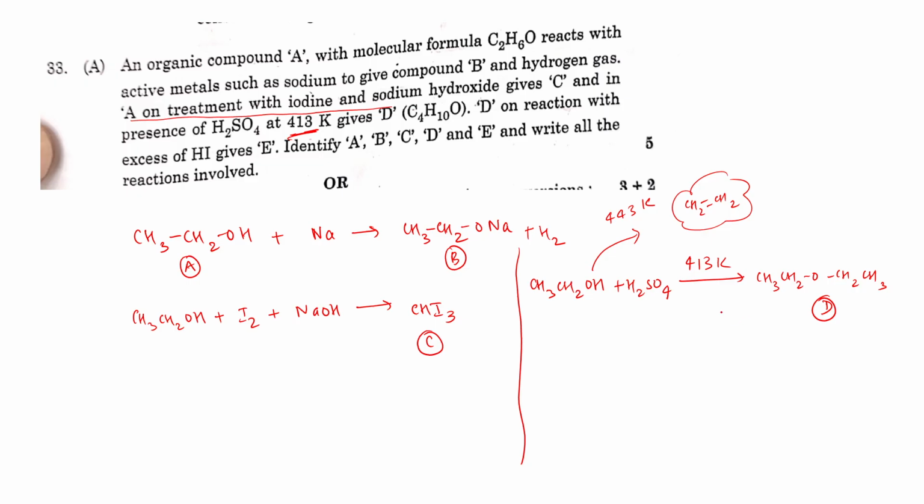D on reaction with HI gives E. So when D, diethyl ether, reacts with HI, it forms E. Basically it is a reducing agent, so it will reduce it to CH3CH2I. So this should be E. A, B, C, D, E: A is ethyl alcohol, B is sodium ethoxide, C is iodoform, D is diethyl ether, and E is iodoethane.